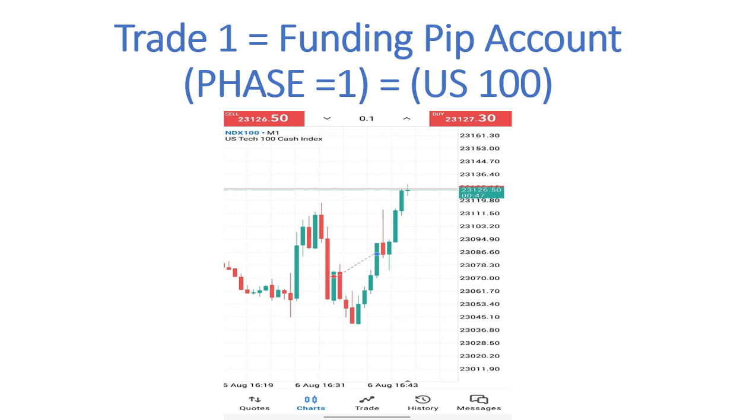Hello traders, in this video I am going to journal my trade review in my Funding Pips account, which is a 5k account. In this journey I am going to track record the trades which I take in my funded account. So I will be track recording the trade which I have taken in this funded account. So this is my first trade.